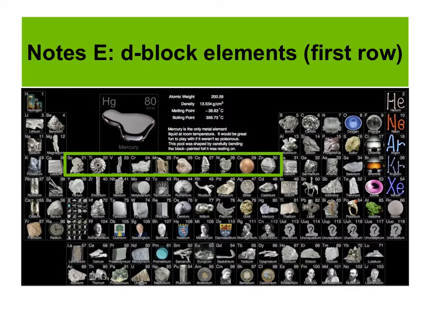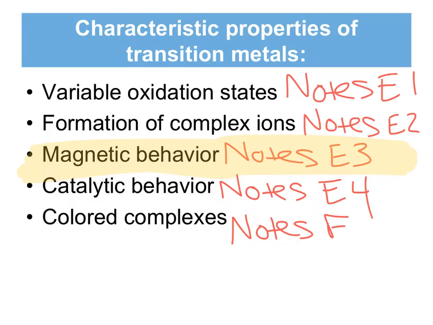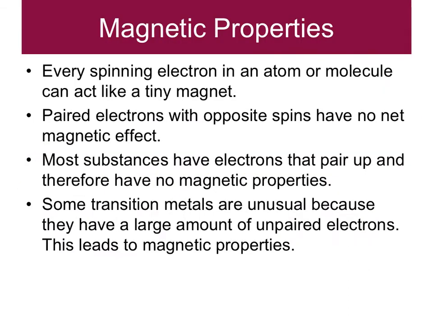In the third part of Notes E from Chapter 3, we're going to focus on the magnetic property of our transition metals. You might remember that one of the four quantum numbers was the spin quantum number, denoted m sub s.